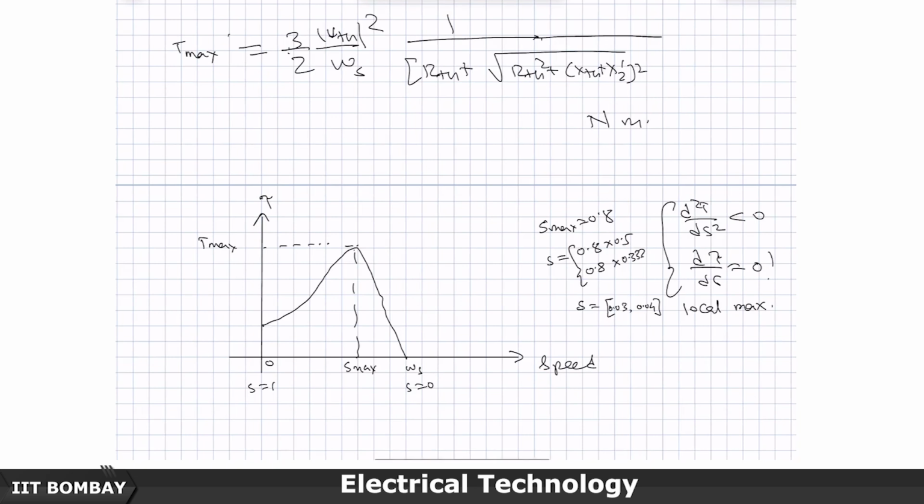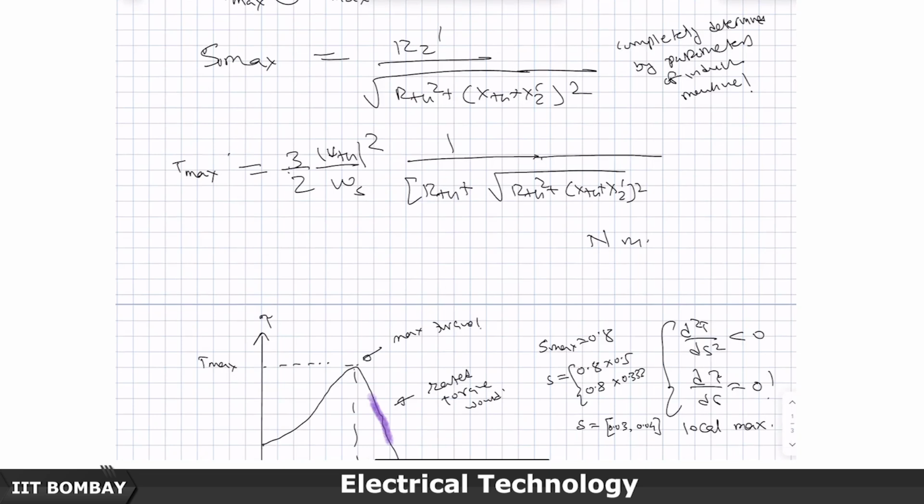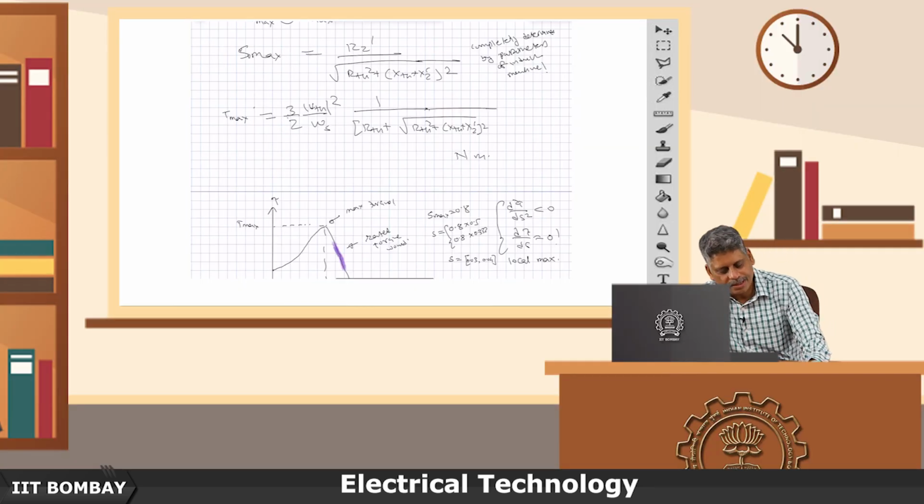So, in a very small interval here, with the slip varying from 0.03 to 0.04 somewhere here, let us say, this is where the rated operation, the rated torque would be. This is the maximum torque, and this number gets fixed once the parameters are fixed.